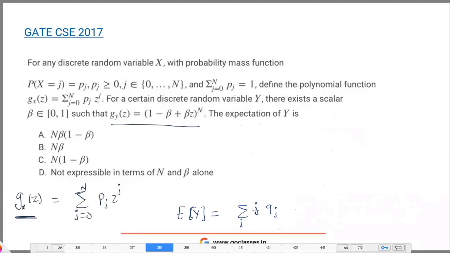So this is the expectation of y, right? Basically in this question, all I need to do is to find these q's. For a certain discrete random variable y, there exists a scalar. So, the expectation of y they are asking. Okay, so how to find this q?